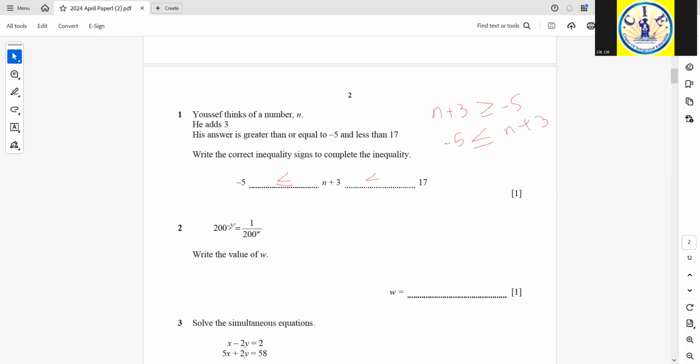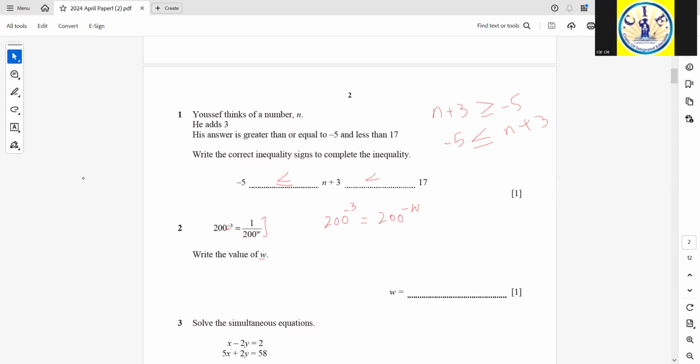200 raised to power negative 3 is equal to 1 divided by 200 raised to power w. Write the value of w. So that is 200 raised to power negative 3. And on the right side, we can write down this 1 by 200 raised to power w as 200 raised to the power negative w. This is because of the rule.